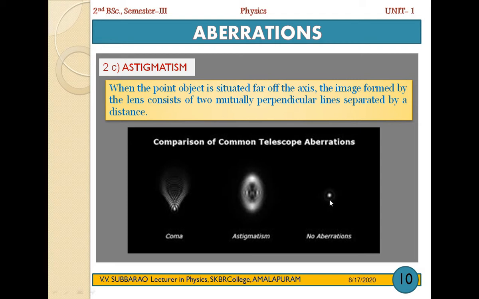If the point object is placed slightly off the axis, we will get a comet-like image, and this defect is called coma. But if the point object is placed far off the axis, then we will get an oval-like image, and this defect is called astigmatism.